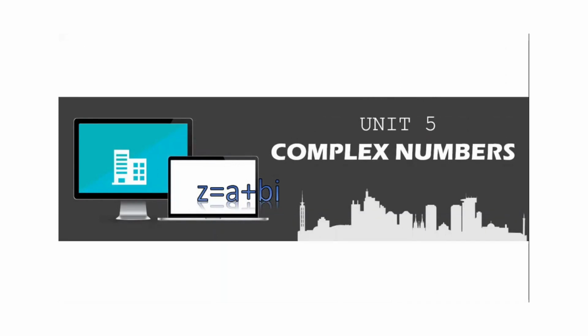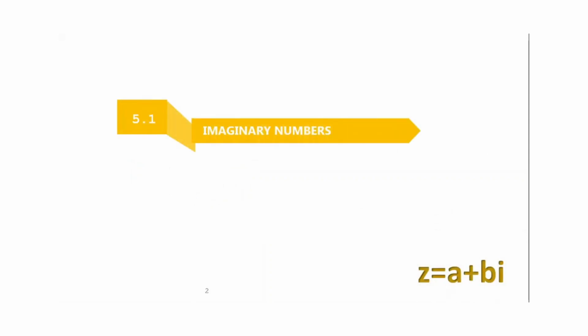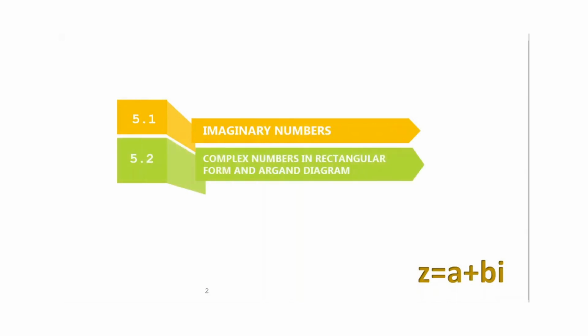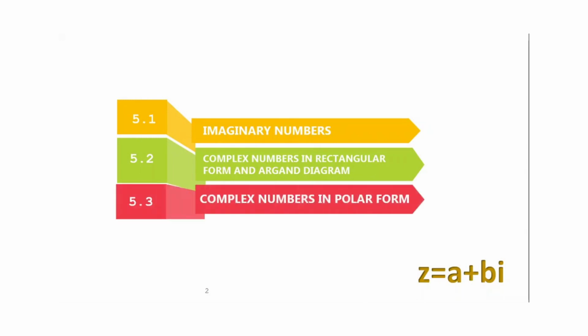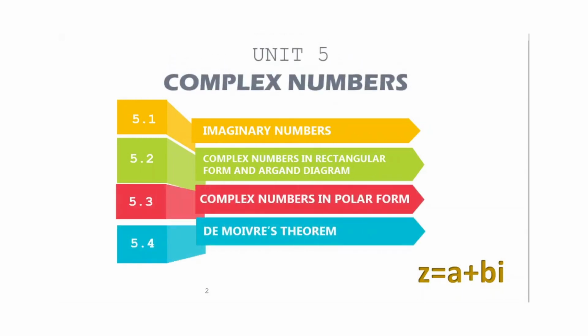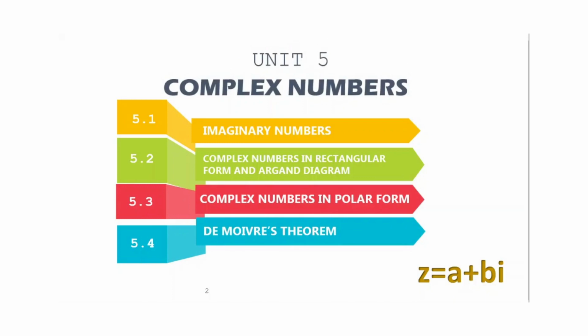Today we are going to continue our lesson to the new topics. Unit 5, Complex Numbers. Complex numbers have 4 subtopics: 5.1 Imaginary numbers, 5.2 Complex number in rectangular form and Argand diagram, 5.3 Complex number in polar form, 5.4 De Moivre's theorem. Unit 5, Complex numbers.